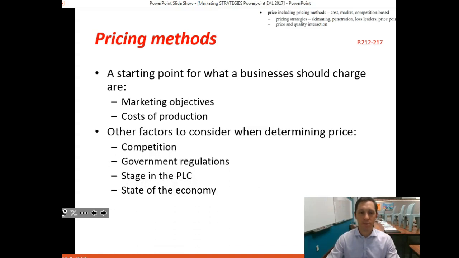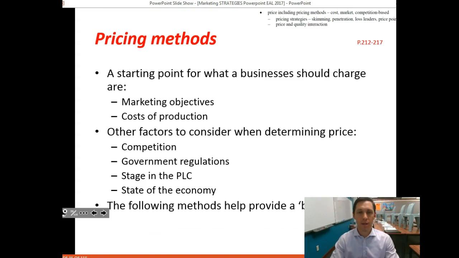Other factors to consider would be, what are your competitors doing? What are the government regulations in regards to price? What's the stage in the product life cycle? So if it's at the introduction phase versus maturity, for example, that's more than likely going to require a different pricing method and also a different pricing strategy. And also, what is the state of the economy? Can your customers actually afford the price that you're considering charging, particularly if you're looking at the higher end of the pricing point, at the price point.